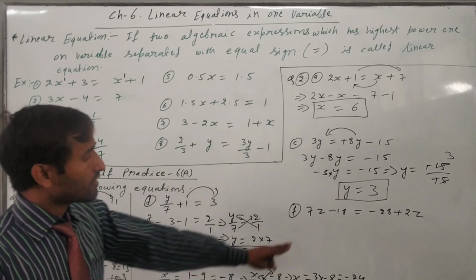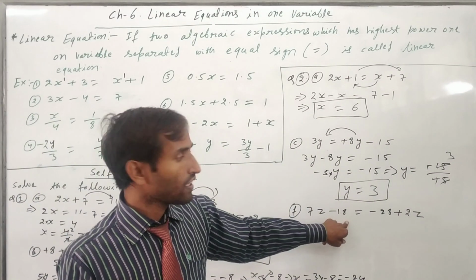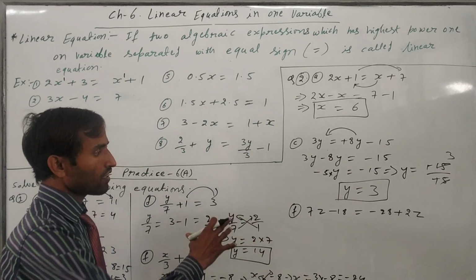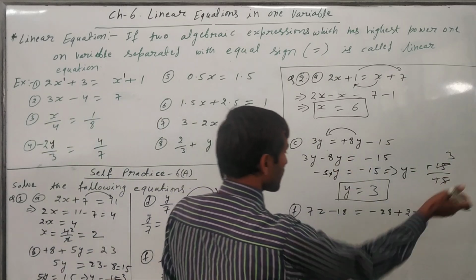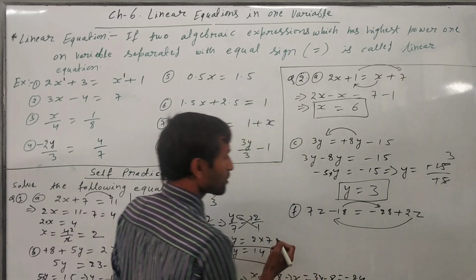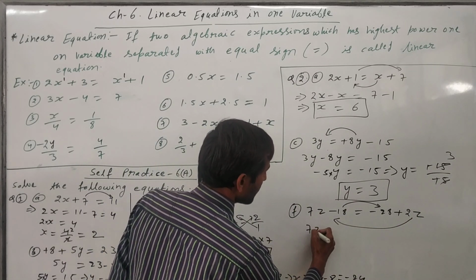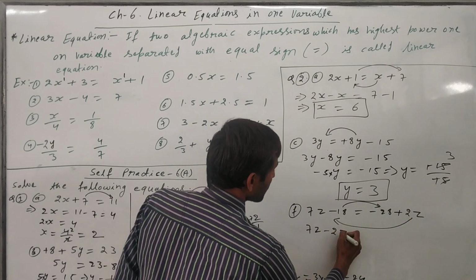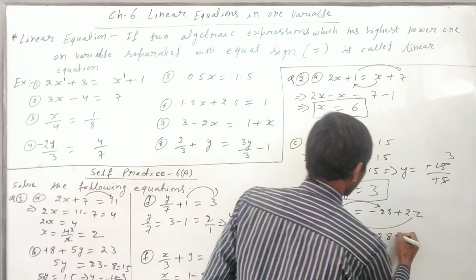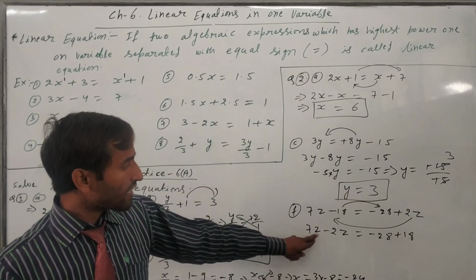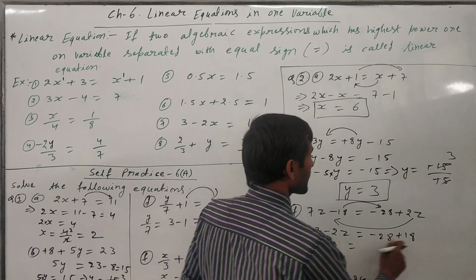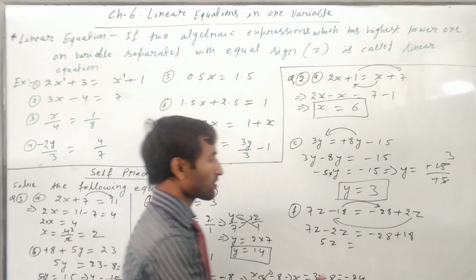Now in the F part, 7z minus 18 is equal to minus 28 plus 2z. So again we have to shift the variable to this side and the constant to that side. So this minus 18 will go to that side and this 2z will come to the LHS part. Then we will change the sign of 2z. This plus is there, so minus 2z will come here, is equal to minus 28 as it is, and then minus 18 will go to that side and it will come as plus 18. Okay, now we will subtract here 7 minus 2, it will come 5z, is equal to minus 28 plus 18, then we will subtract here, minus 10 will come.